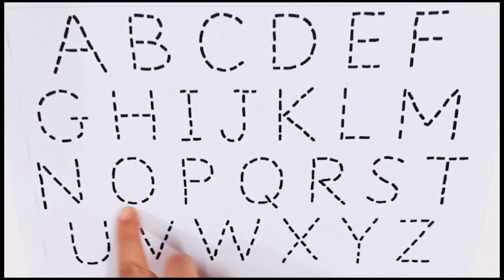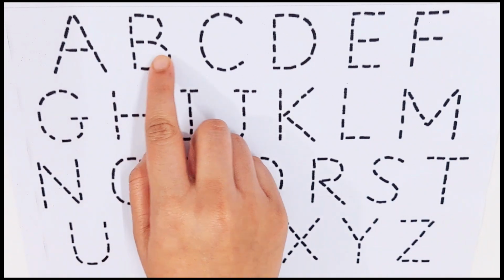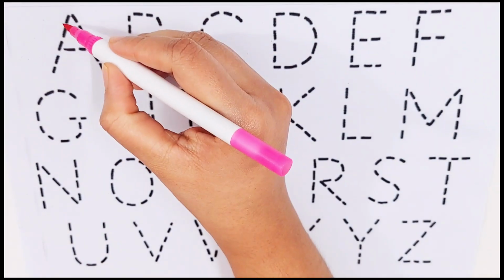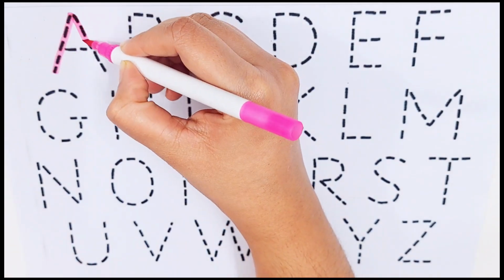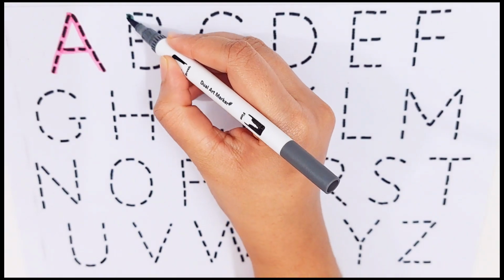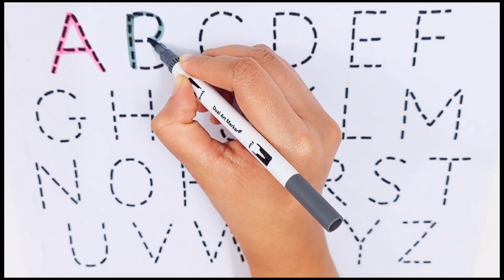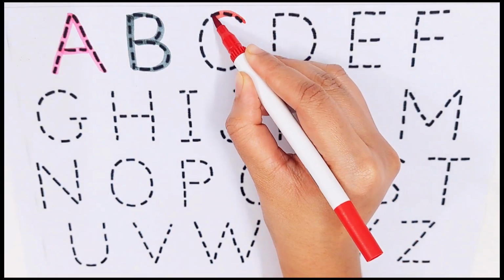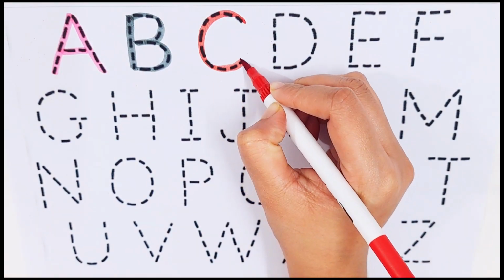Let's try to learn some alphabets. A, B, C, D. A for apple. B for birds. C for cot.